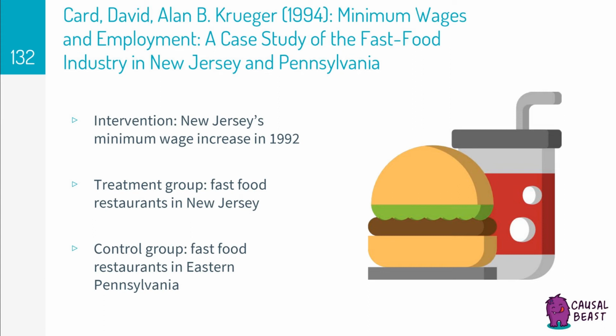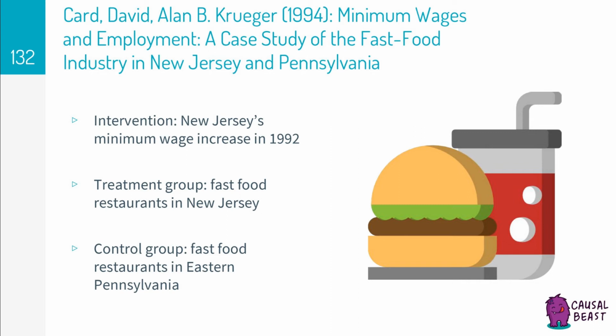Note that the ideal experiment would let us observe New Jersey at one point in time, simultaneously in two states of the world. The state with no minimum wage increase, and the state with minimum wage increase. Unfortunately, we can't observe these two parallel universes.